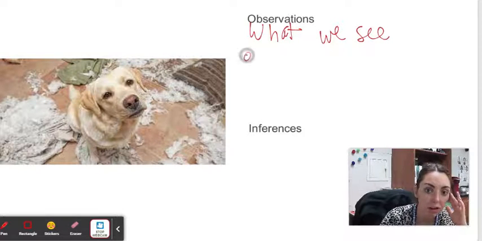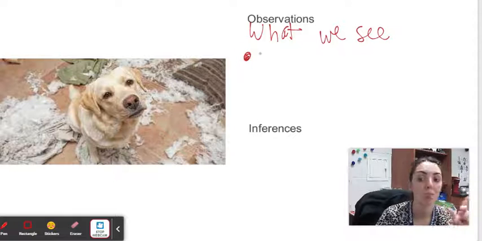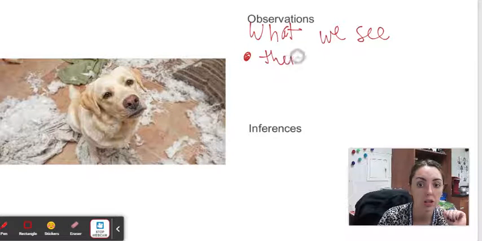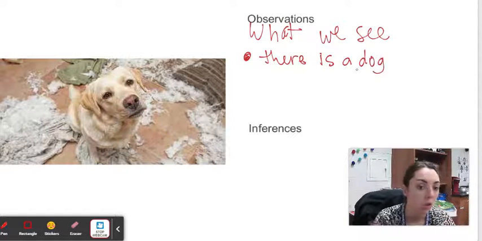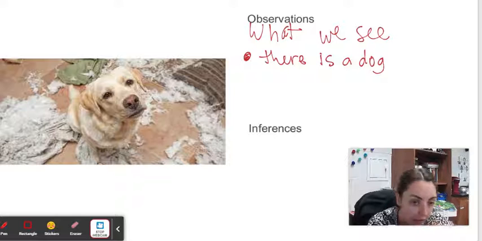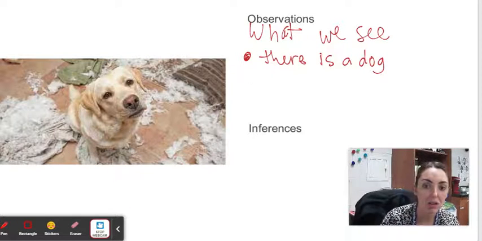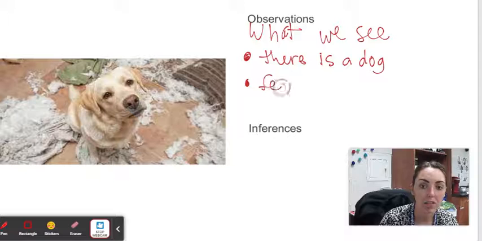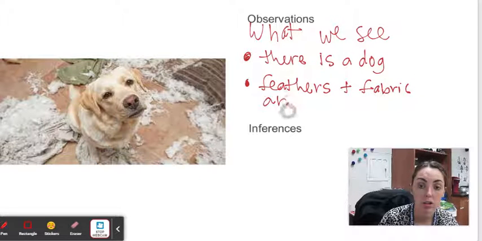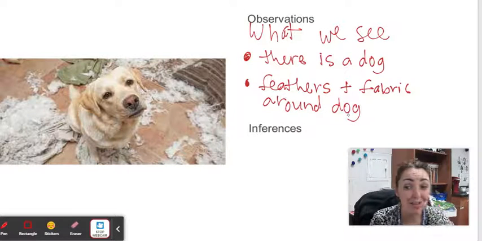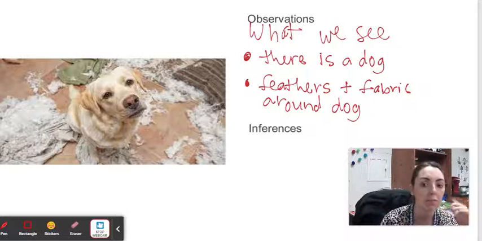So I want to say, what do I see? Well, I see there's a dog. And I see that it looks like there's maybe some feathers or some stuffing around the dog. So I'll say feathers around the dog and fabric. And if I look at the dog, he looks like he's looking up. So that seems like it might be helpful.